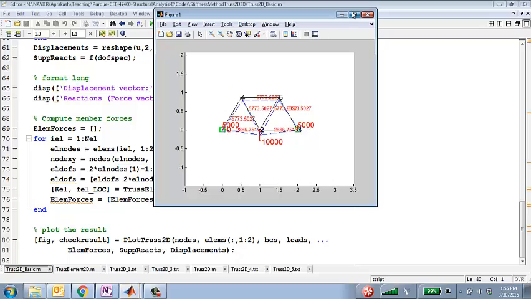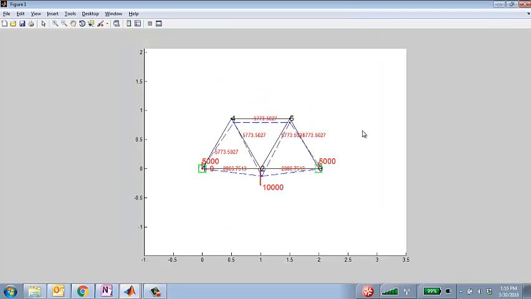So once again, this is a different truss problem. This is example 2 in the codes that I posted on Blackboard. This is a Warren truss with 7 elements again, and 5 nodes, and a center load of 10,000 units.